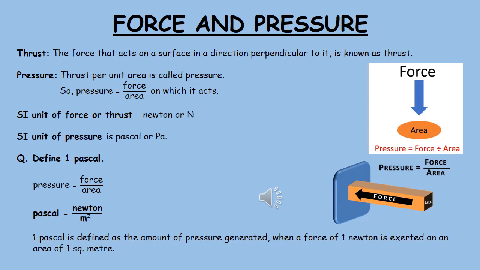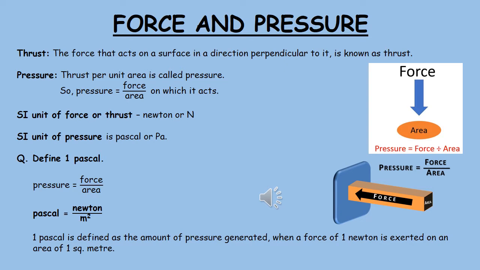Now, how will you define 1 Pascal? As we know, the formula for pressure is force by area. So, we can simply write down the corresponding SI units. Instead of pressure, we are writing Pascal. Instead of force, we are writing Newton. And instead of area, we are writing meter square.